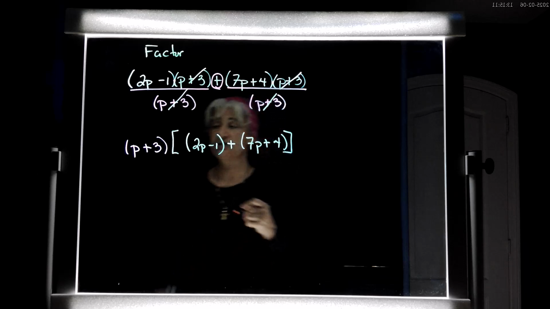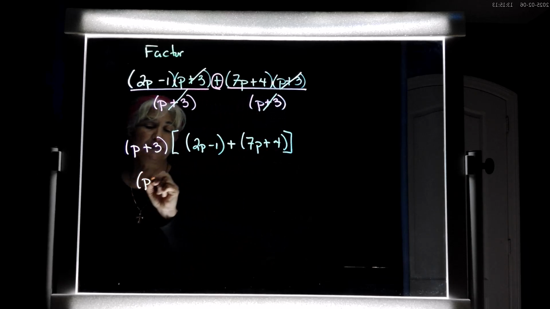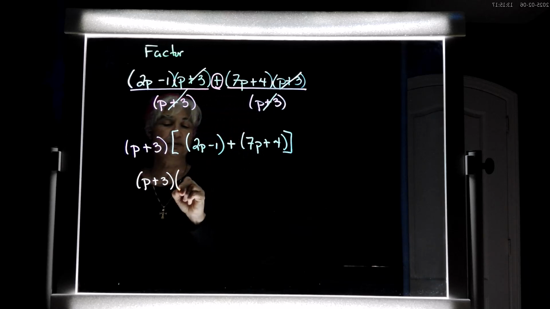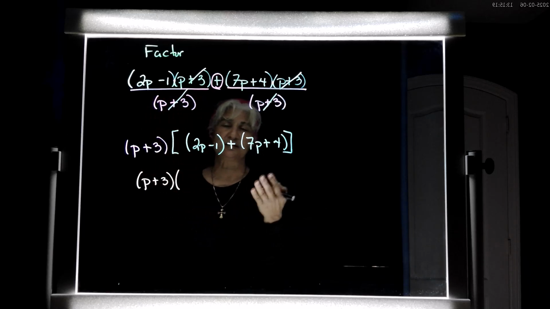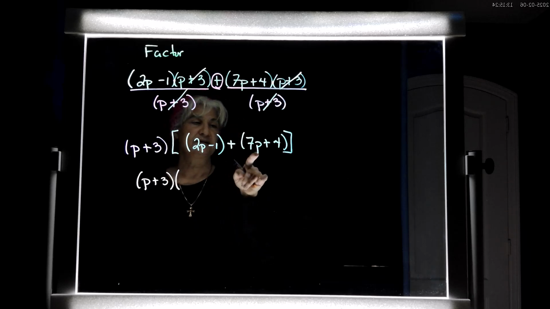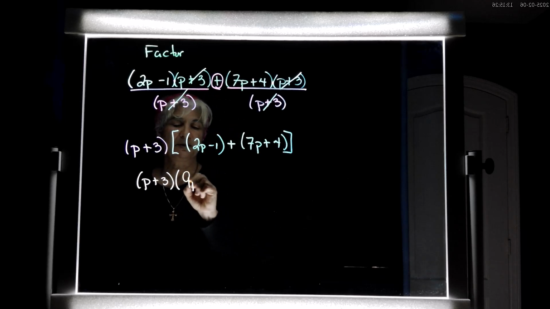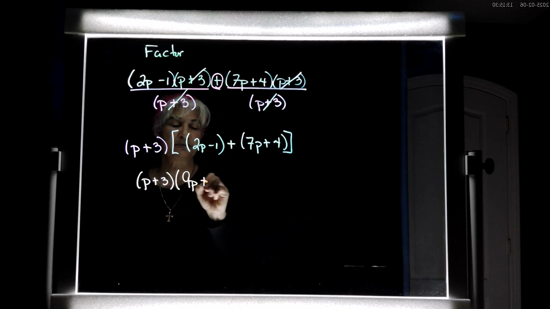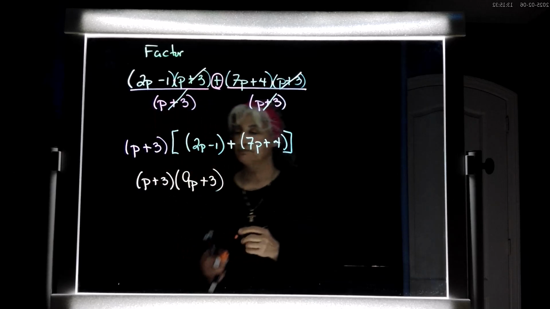Okay. Now, do you notice in the brackets, I have like terms, and I'm adding. So I'm going to add the like terms. I have p plus 3 still hanging out here, and now the brackets, I'm changing to parentheses. It's okay, they're interchangeable. Let's see, that's going to be 9p when you add the p's together. And then you have negative 1 plus 4, which is plus 3, right? Good.